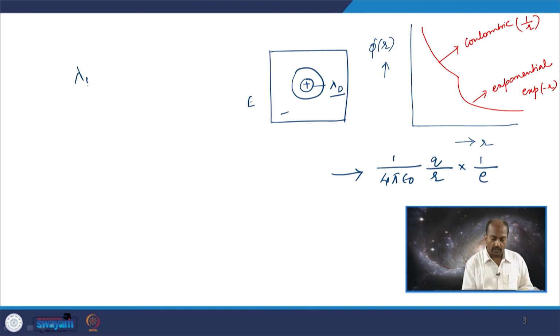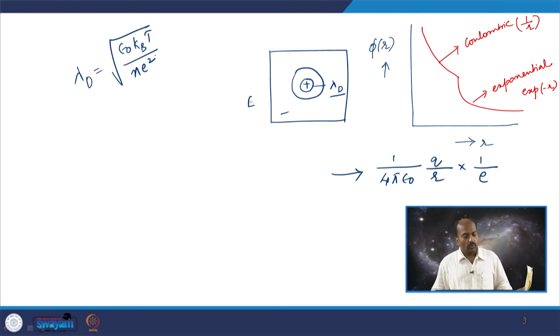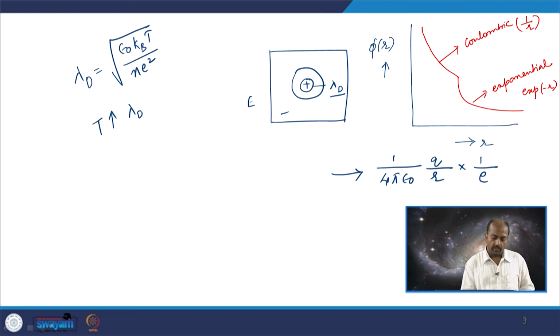If you look at the expression, lambda d is the Debye's length, it is simply the square root of epsilon naught kb t by n e square, right. What we can realize from this is that as the temperature increases, the Debye's length will increase. So, if you have a plasma which is very hot in nature, it will have a larger Debye's length. Okay. That's a very important conclusion. We will try to understand why it varies like that.